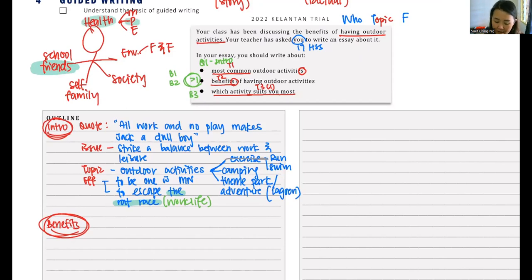I can talk about physical health. I can even talk about mental health. Physical health, of course, if I go running, I go swimming, I play basketball. Physically, I build muscle, I gain stamina, I get stronger immunity, correct? What about your mental health? Physical health, of course, your body becomes stronger, but mental health, you get to release stress. Good job.